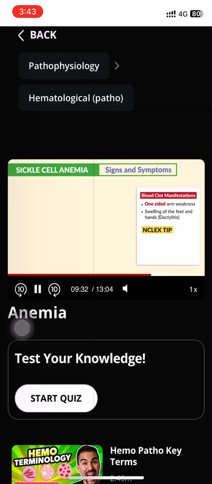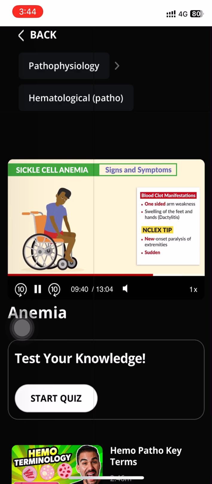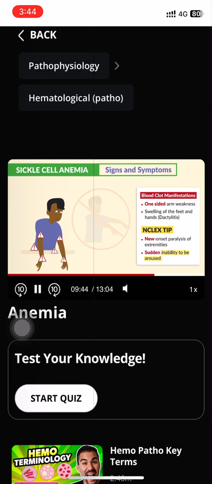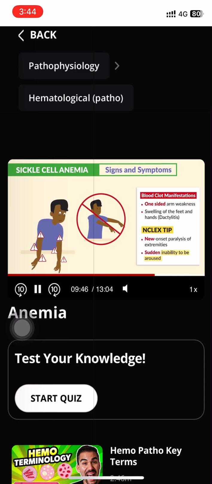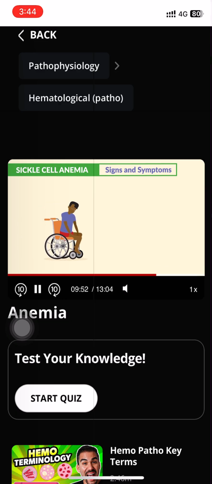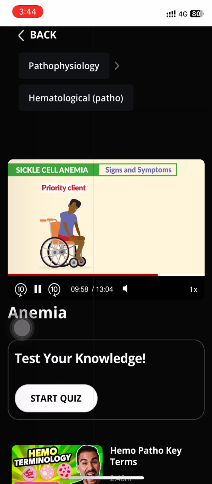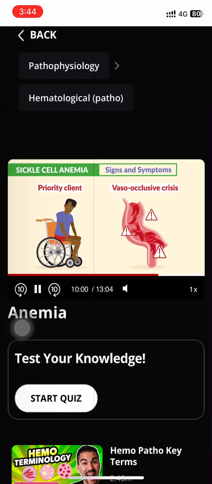Now, a big NCLEX tip to write down. Any words like new or sudden typically mean a priority on the NCLEX. So, new onset of paralysis of the extremities, or even sudden inability to be aroused. This indicates a critical client. So watch out for words like new or sudden, since these typically mean a priority client and a rapid response team needs to be called, since it could indicate a vaso-occlusive crisis.